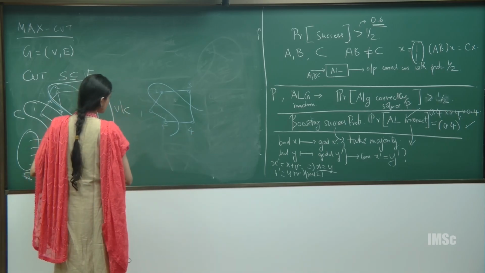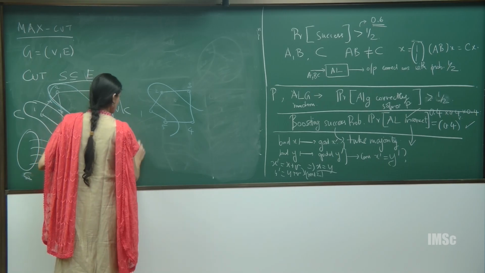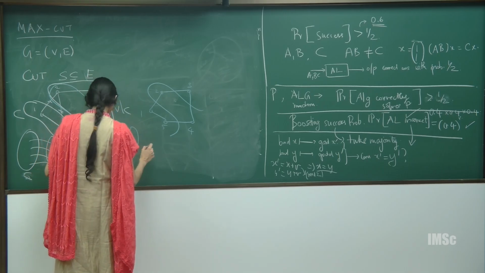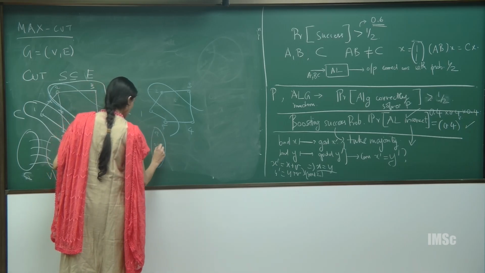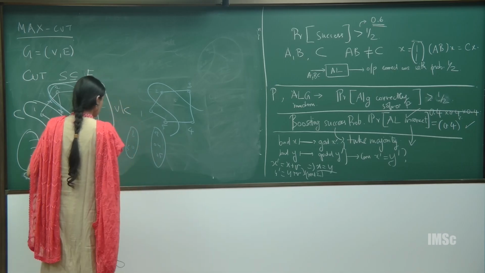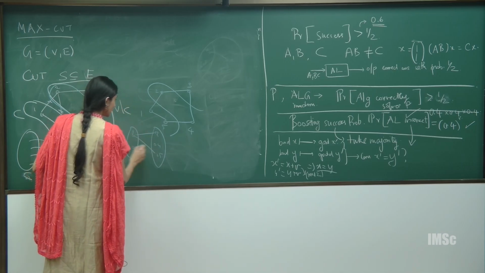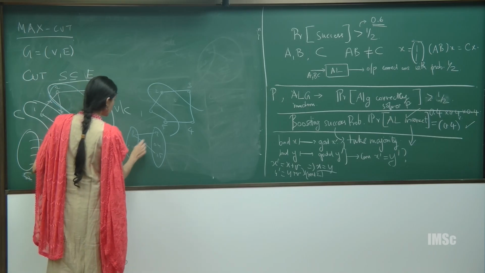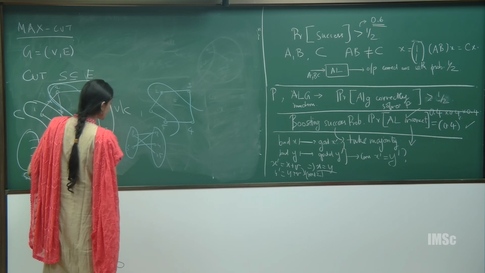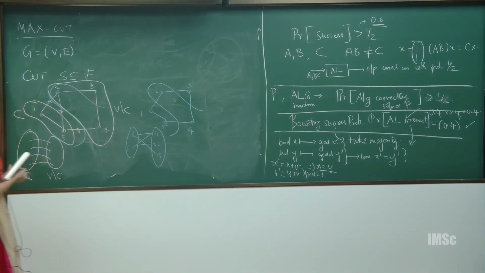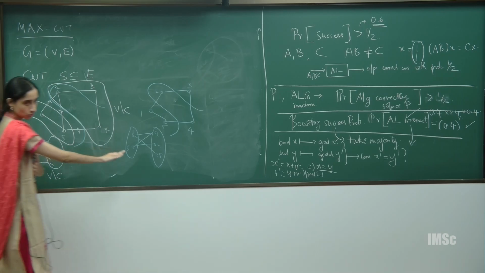How many cross edges are there? So one side was 1 and 3. The other side is 2, 4, 5. So how many edges are there? 1 to 2, 1 to 5, 3 to 2, 3 to 4. That's all, right? It's 4. Is that okay? So this is the maximum that you can do.